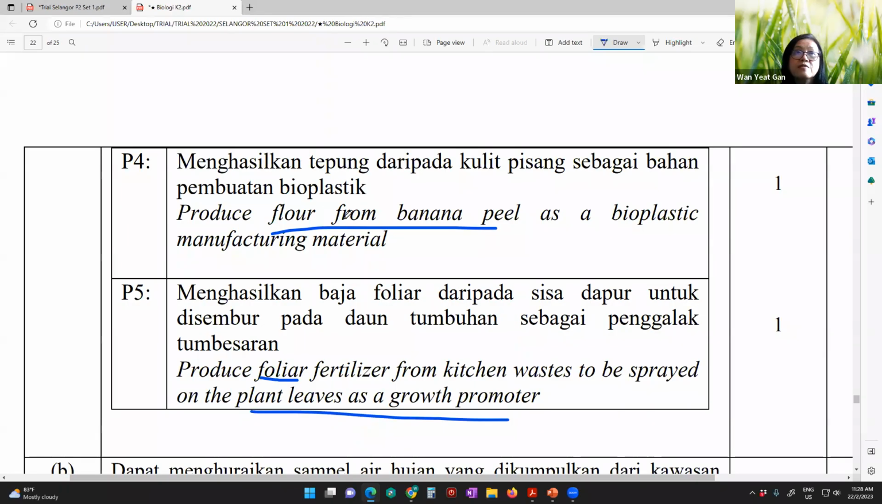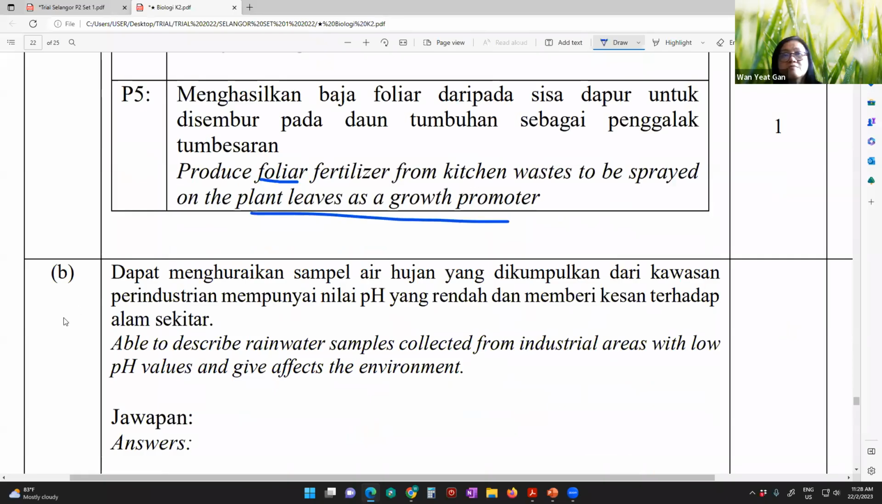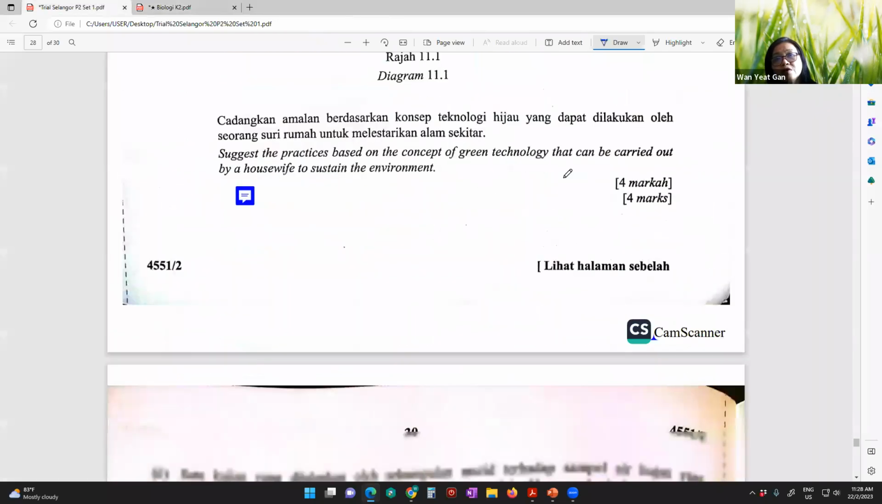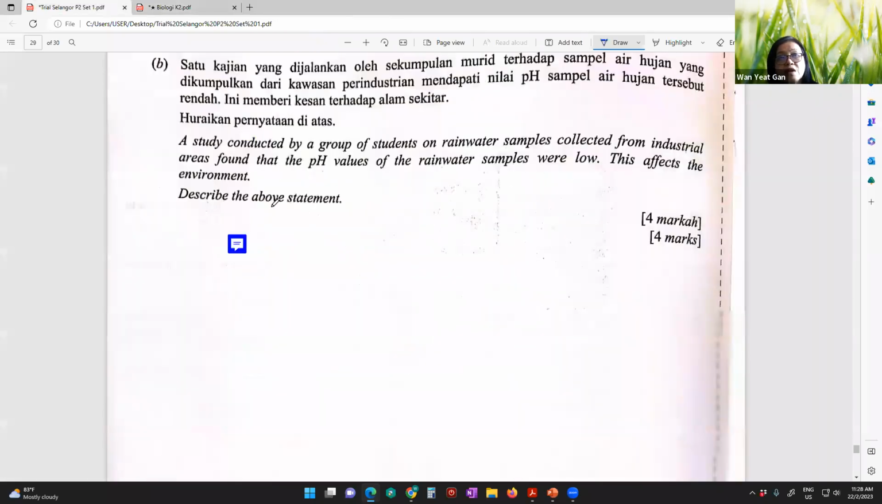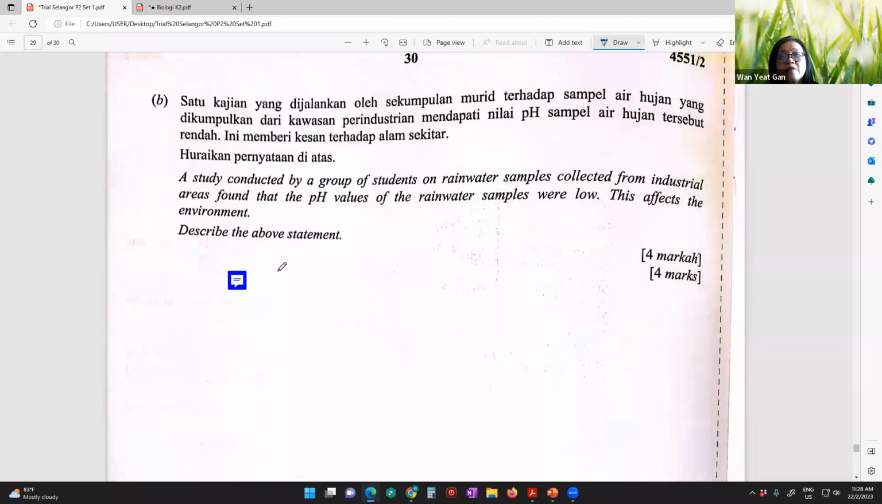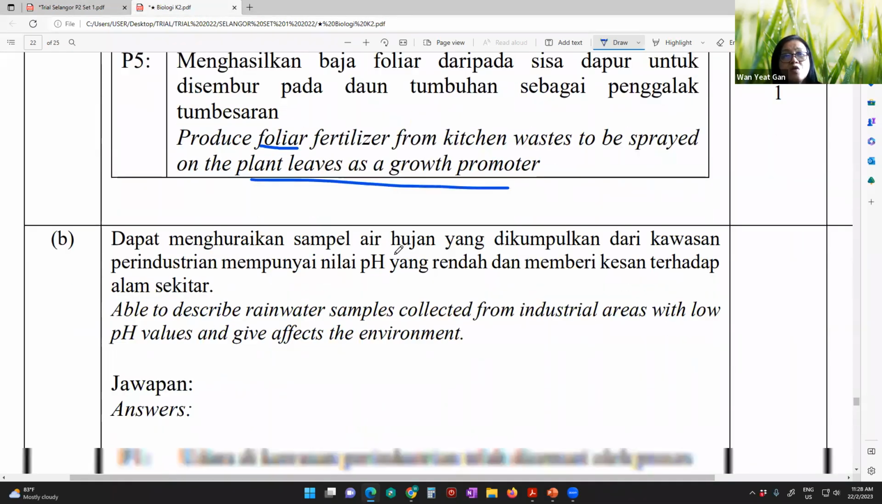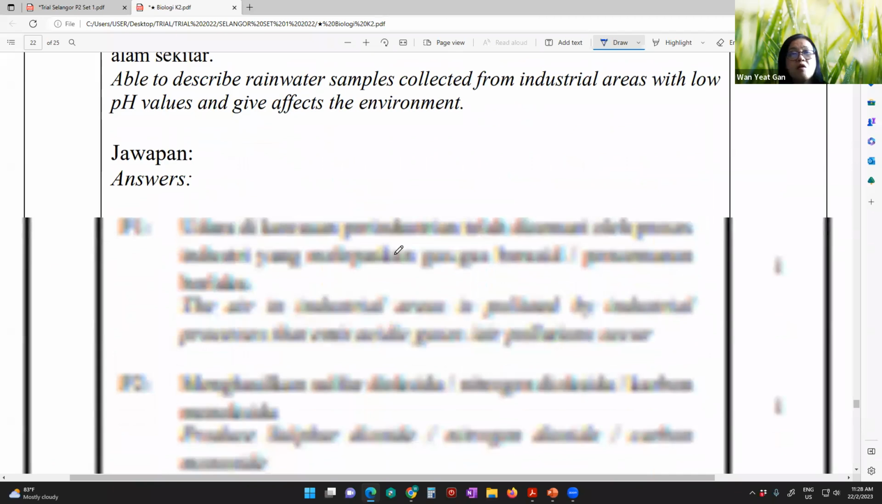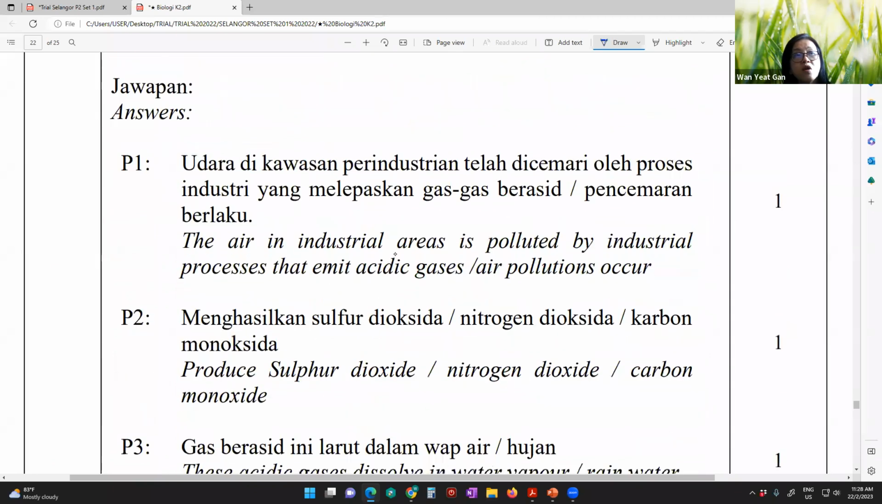Right. Next, a study conducted by a group of students on rainwater samples collected from an industrial area found that the pH value of the rainwater samples were low. So this affects the environment. Explain the above statement. Now, pH low here, what is the cause? What do you think is the cause of this low pH?